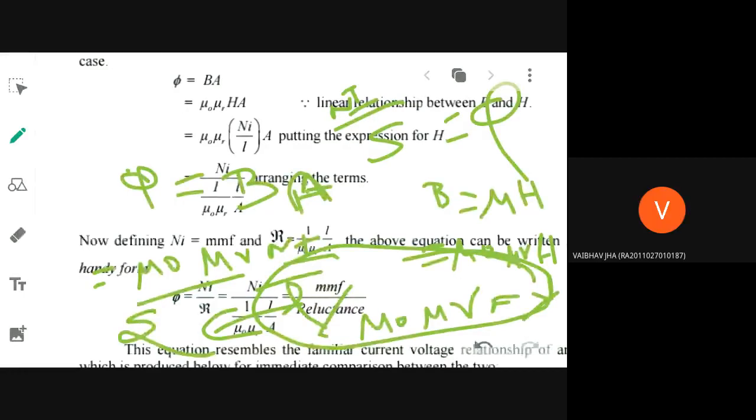For reluctance, H equal to Ni by L, and S, reluctance, is equal to L divided by mu naught mu r A. Ni divided by L is the magnetizing force, H. Ni divided by phi is S, or L divided by mu naught mu r.